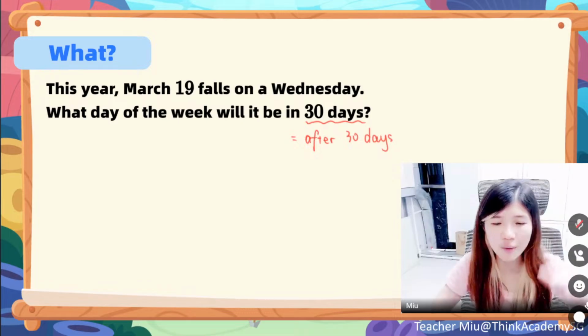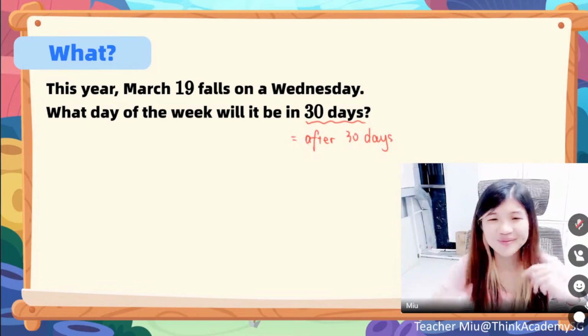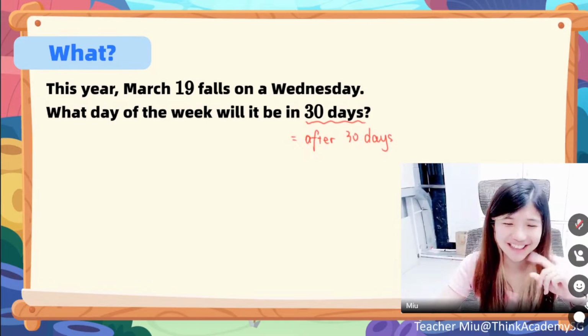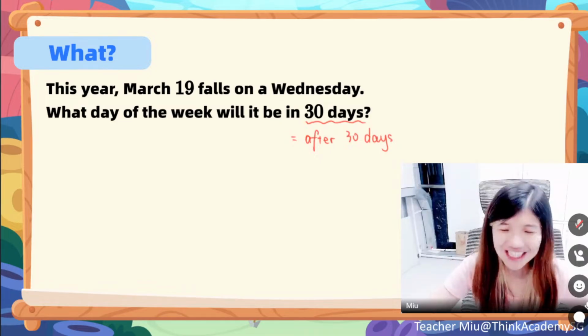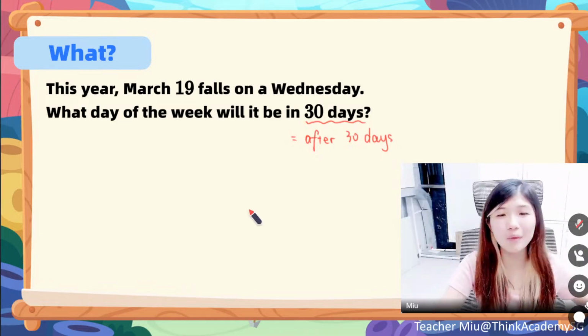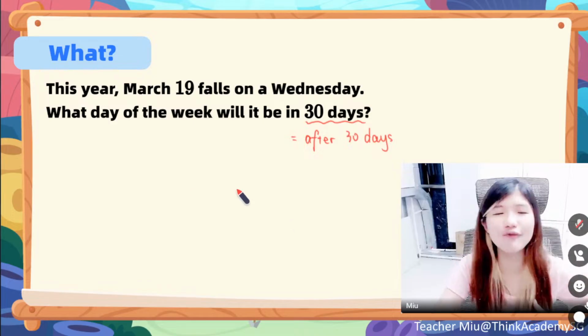I'm going to count it one by one. Good job, so fast. No way. We are not counting it one by one. We use division to find out.